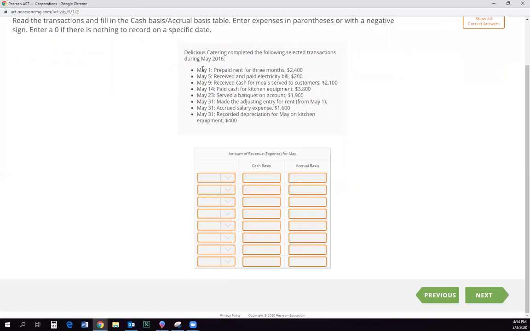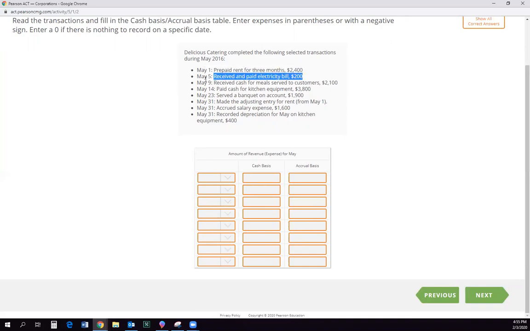So for each one, on May 1st, we prepaid our rent for 3 months. So we put the date here, May 1st. Under a cash basis, we're going to record the expense, and this wants us to do expenses as negatives and revenues as positives. So we're going to record negative $2,400 because that's the amount we paid out. On an accrual basis, we're not going to record any expense at all. So it's just going to be zero. What would happen in real life, our journal entry would show our cash going down and our prepaid rent asset going up. That's what we would do when we prepay the rent. But there's no revenue or expense for that transaction.